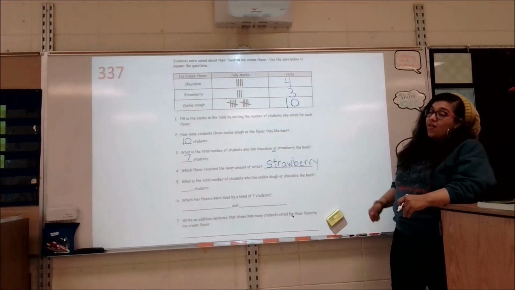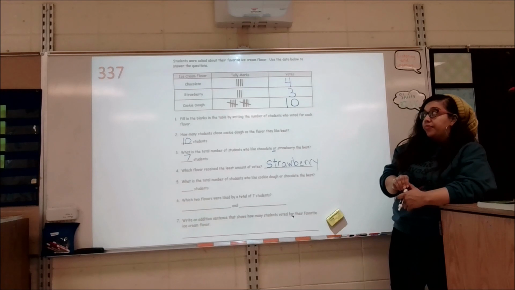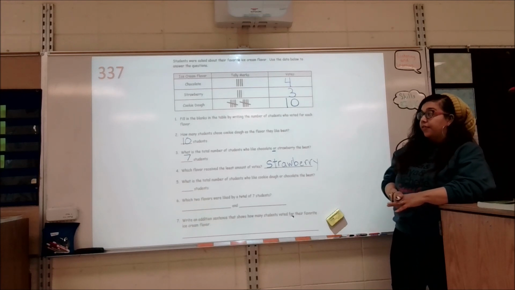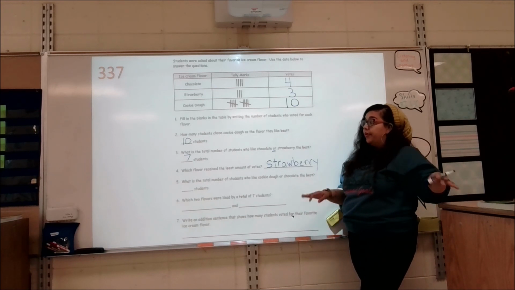Good job. Now, I think this came about because cookie dough was an option, because when vanilla is an option, the data tends to be skewed a little bit differently. But you'll see that. We've been voting on that in our class. So, yeah, strawberry is much more favored when vanilla is an option. I'm just saying. All right.